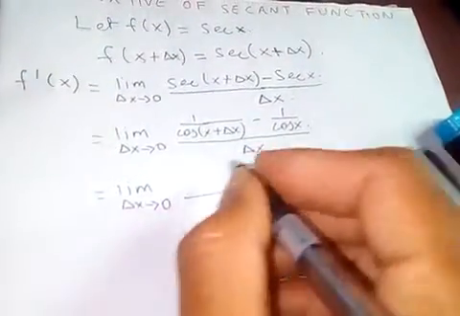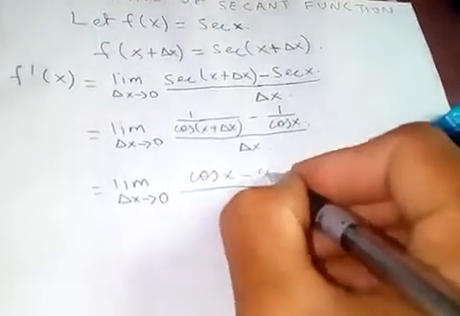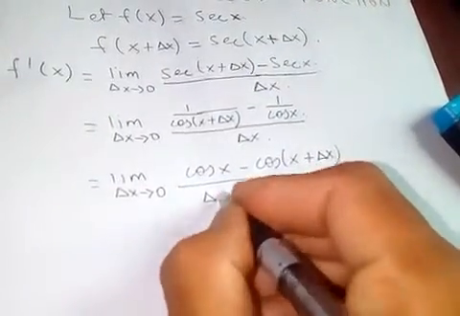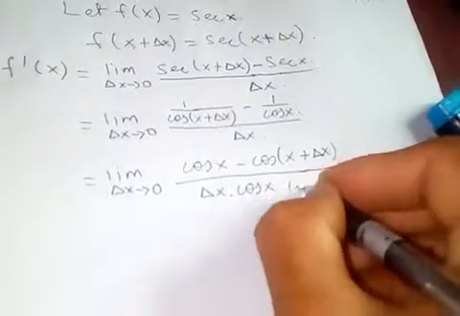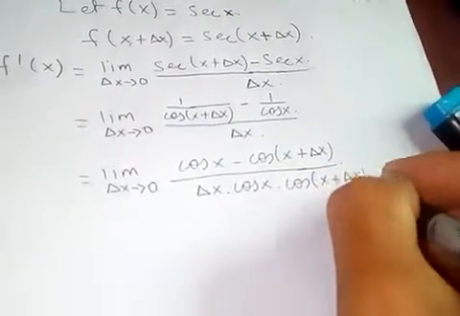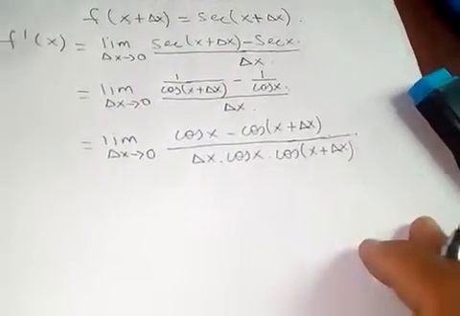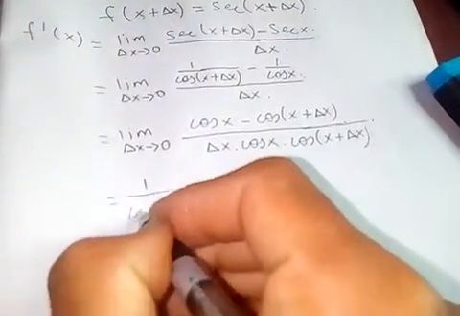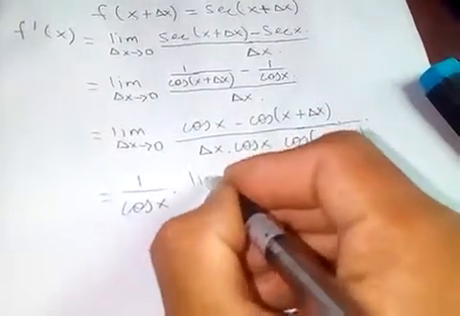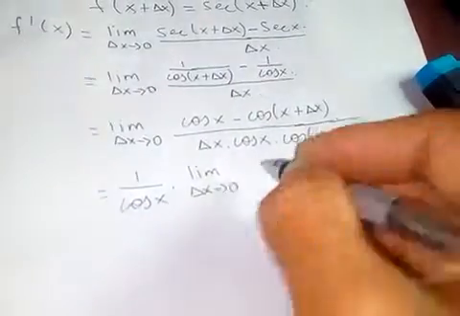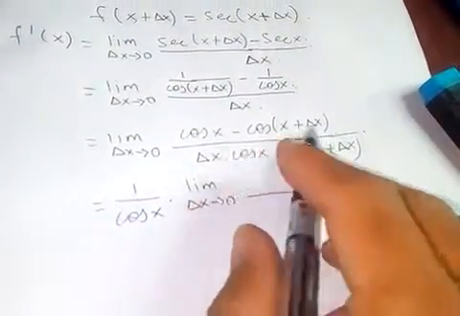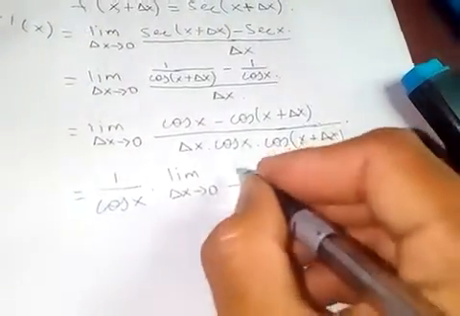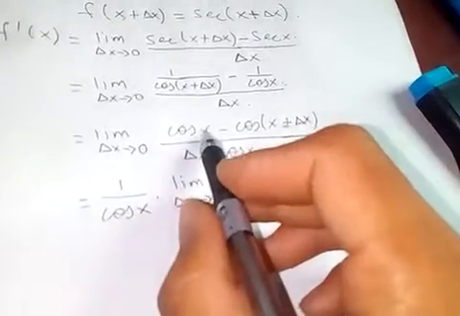And if you simplify this, what? Cos of x minus cos of x plus delta x over delta x, cos x times cos of x plus delta x. And since cos x does not contain delta x, it can come out here. 1 over cos of x, limit as delta x tends to 0, and cos of a minus cos b. So let's treat this as a, and this as b.